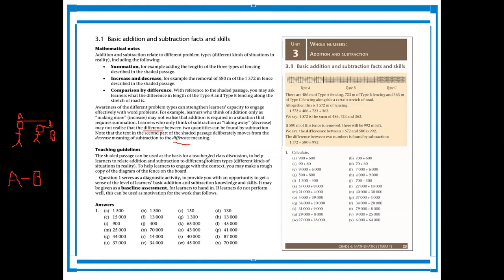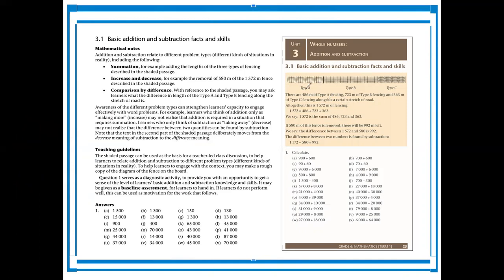To help learners engage with the context, you may make a rough copy of the diagram of the fence on the board. Question 1 serves as a diagnostic activity to provide you with an opportunity to get a sense of the level of learners' basic addition and subtraction knowledge and skills. It may be given as a baseline assessment for learners to hand in. If learners do not perform well, this can be used as motivation for the work that follows.